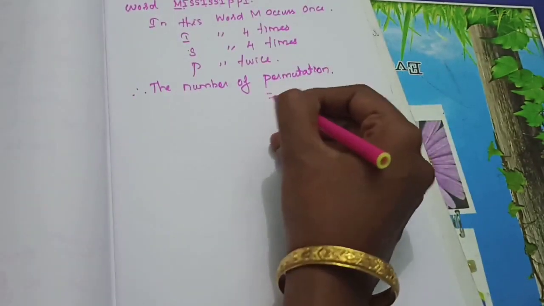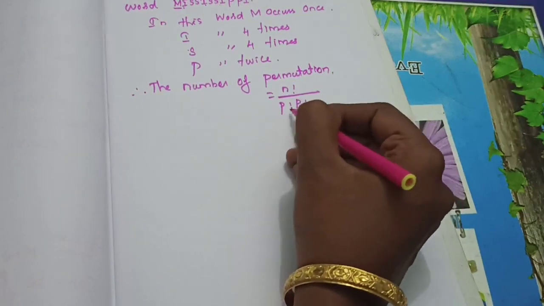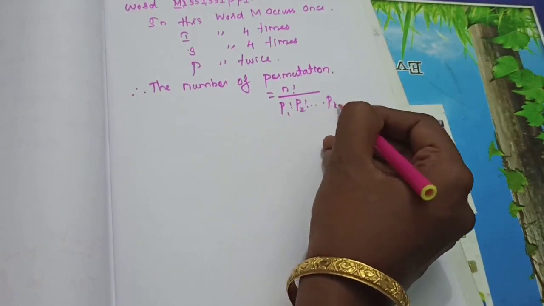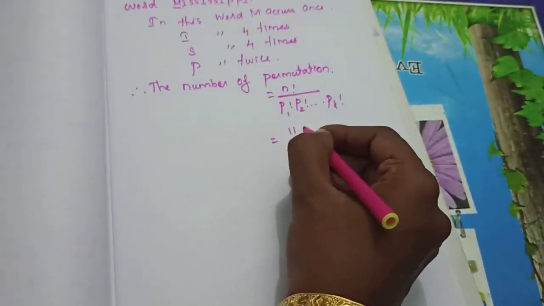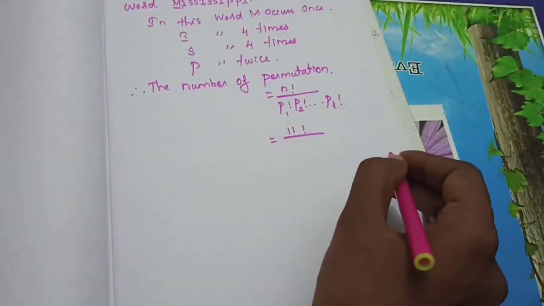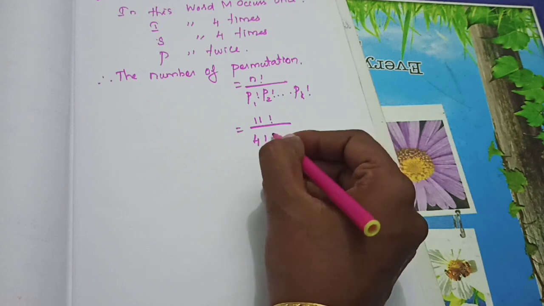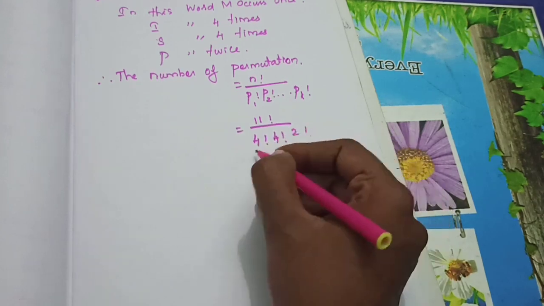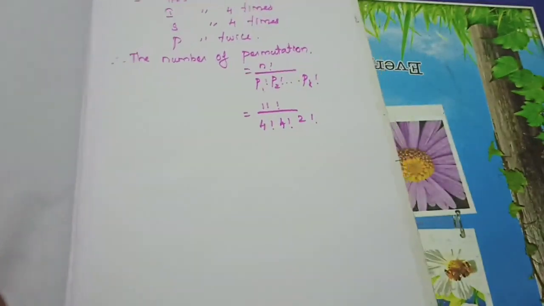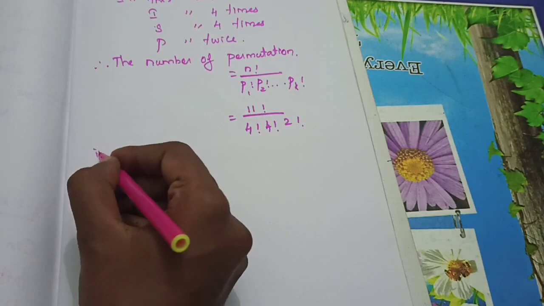What's the formula? I said already, n factorial divided by p1 factorial, p2 factorial, etc., pk factorial. So you can use that. So n factorial, totally 11, is it right? So 11 factorial divided by, M occurs once, so 1 factorial. Then I occurs 4 times, that is 4 factorial. Then S occurs 4 times, that is 4 factorial. P is 2 times, so 2 factorial. You can simplify this, otherwise you can leave it as it is.